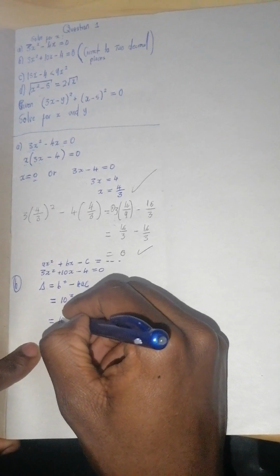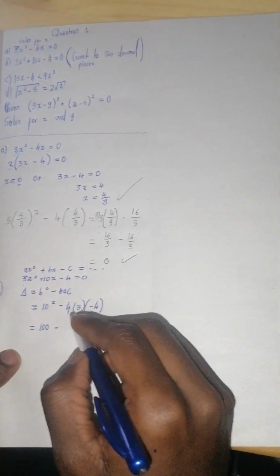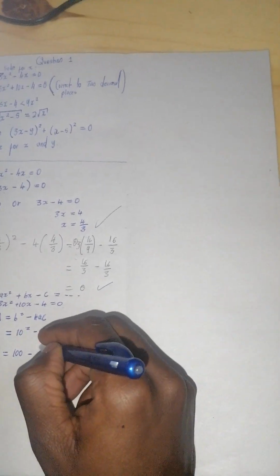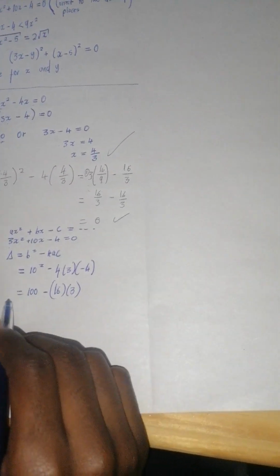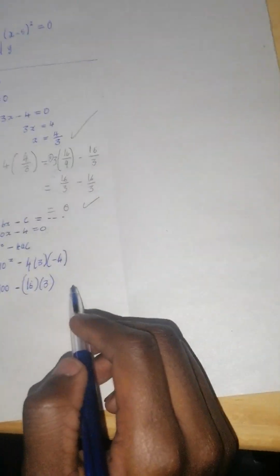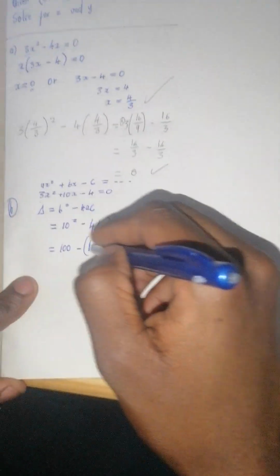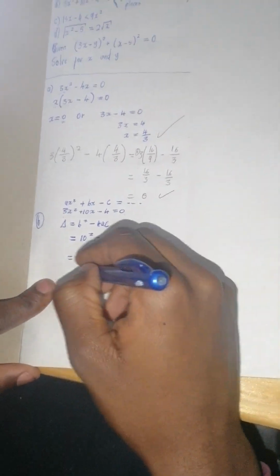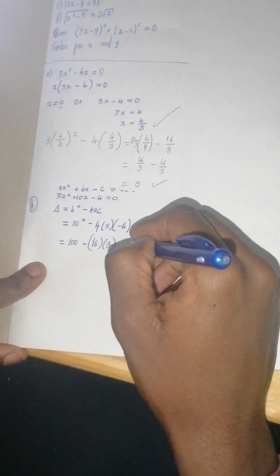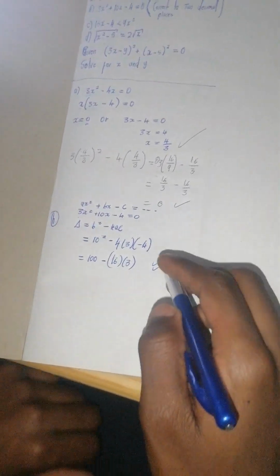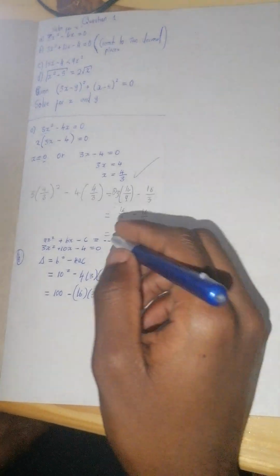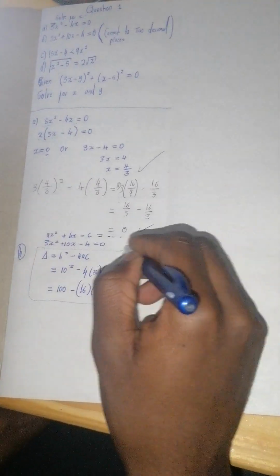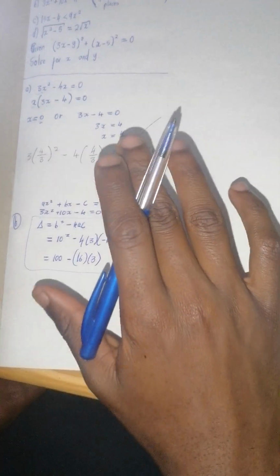So this one is the same as 100 minus 16 times 3. We can already see that this is going to amount to something which is greater than 0. It's going to be a positive number. So from now we can go to our quadratic formula. Doing this is not necessary. I'm just doing it because I must know whether this exists or not.